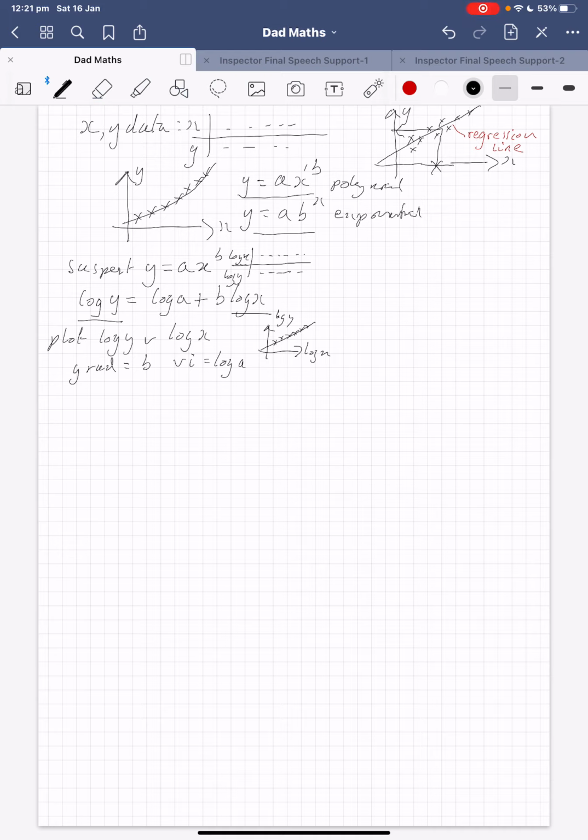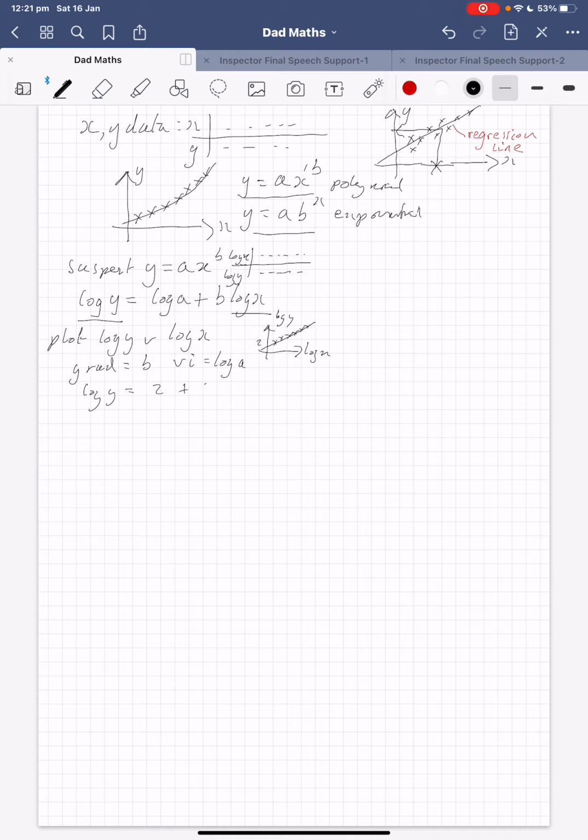So suppose that you find that log of y equals, let's say, 2 plus, so the vertical intercept is, let's say, 2, and suppose the gradient is 3.